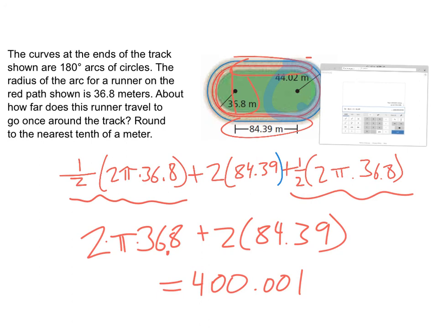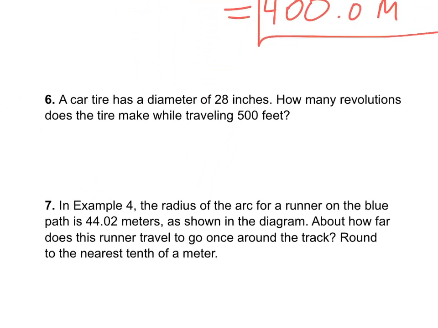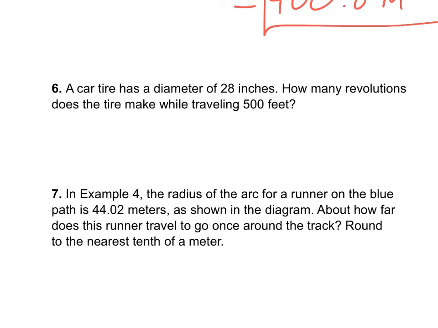So that is meters. Rounding to the nearest tenth of a meter, as the directions said. We do need that, but we don't need the zeros there. Okay, so we'll have 400.0 meters.